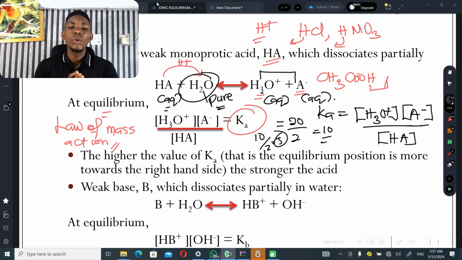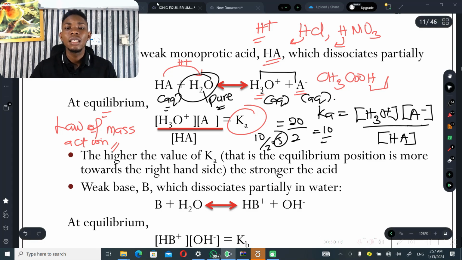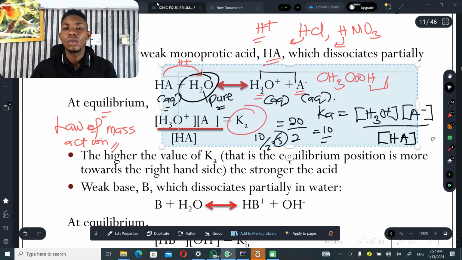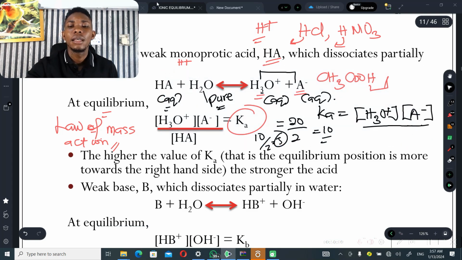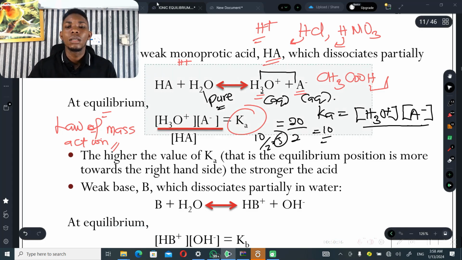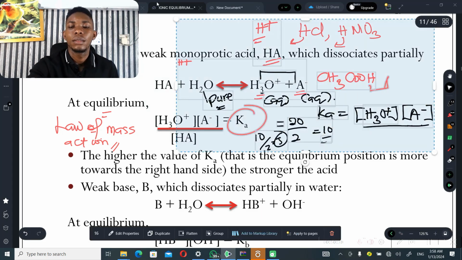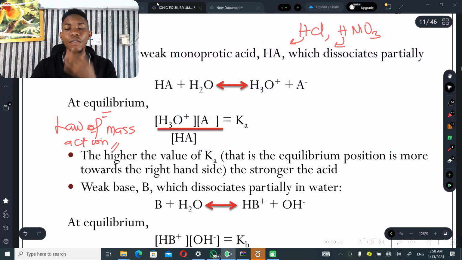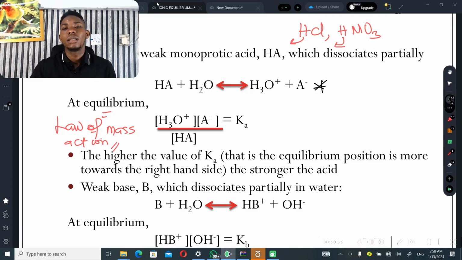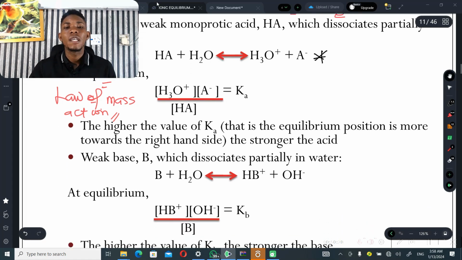Now the weak base, which dissociates partially in water. So if they ask you to write the dissociation of an acid in water, this is the reaction you are going to write. Whenever you hear of the dissociation of an acid in water, this is the only thing you are to write. Remember, this equation is very, very important.